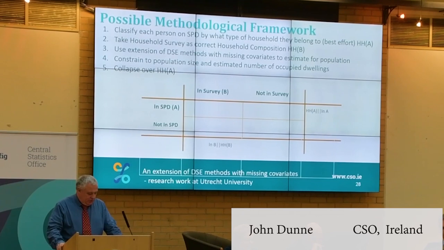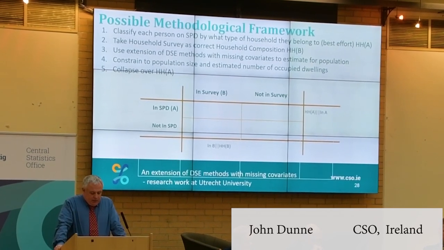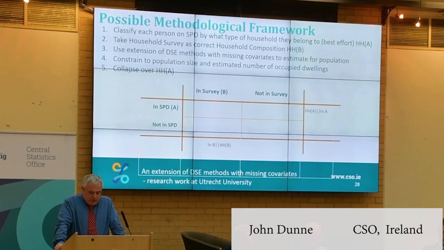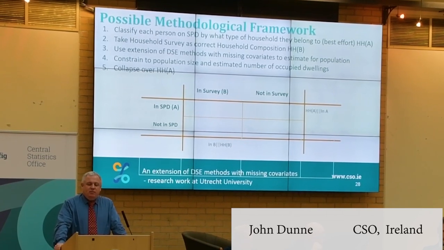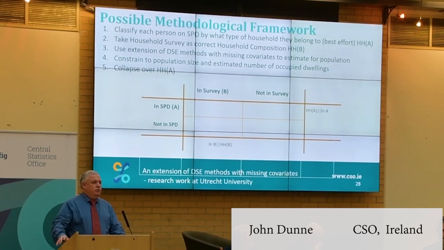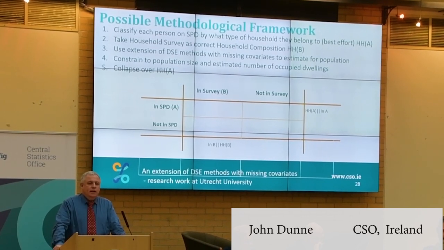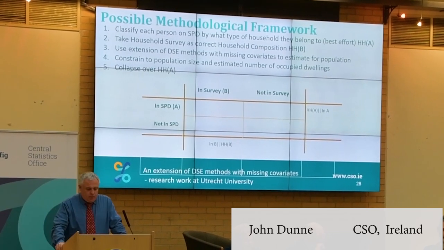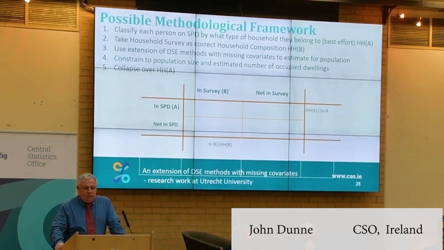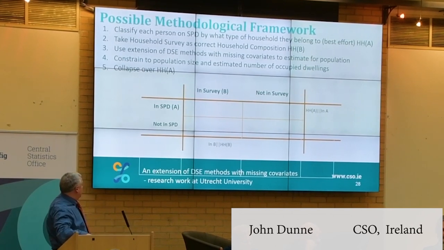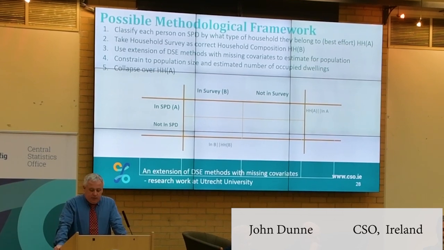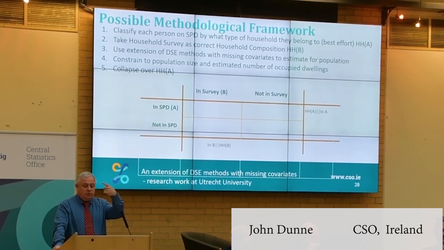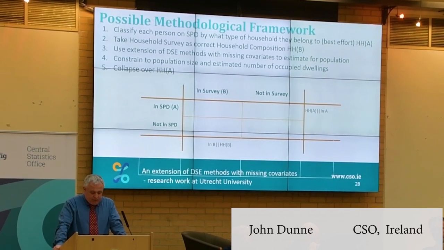So the idea is first that in our two lists, in the SPD, we classify each person by a best guess of what type of household they belong to based on the admin data. So for example, if a person was listed with three children, they might be listed in a household with one adult and three children. So the classification is the type of household. We will call that classification HHA in brackets over there in the far right column. So that's our SPD classified by the household composition, and then we get the counts broken down by that classification.